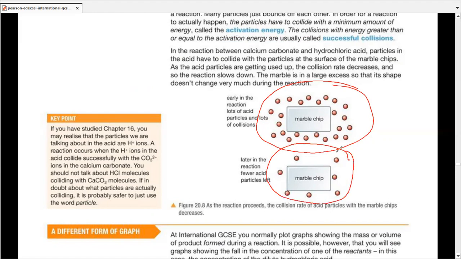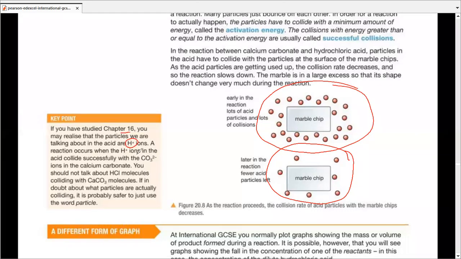Almost near the end of the reaction, there would be a very small amount of acid particles left. Since there were very few particles, there were very few attacks on the marble chip, and the rate of reaction was slower, and the graph became flat since we were producing very little carbon dioxide. Make sense? Yes. Okay.